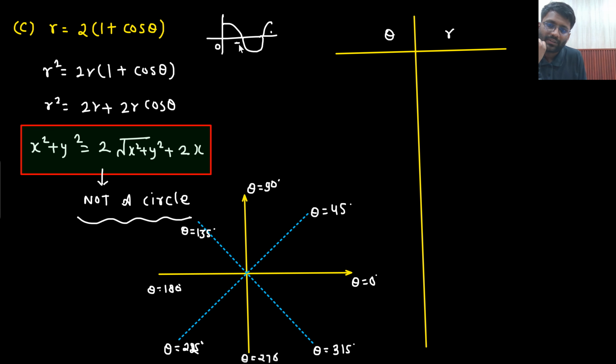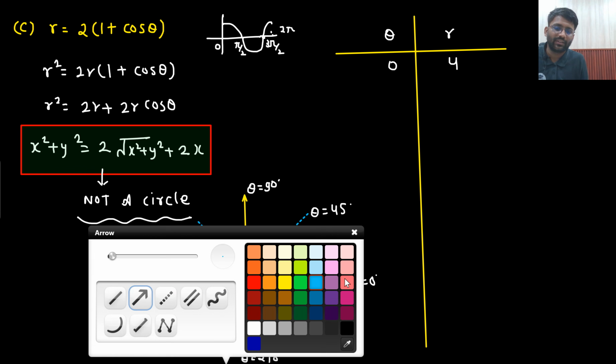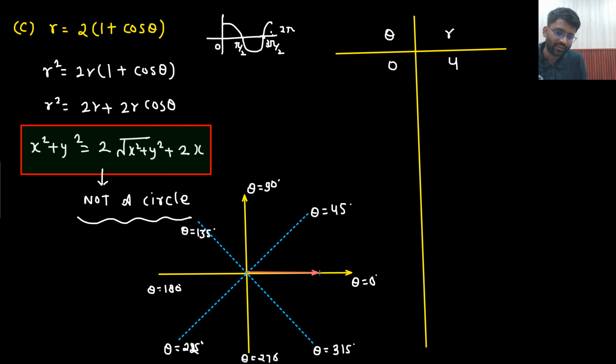This is 0, this is pi by 2, this is 3 pi by 2, and this is 2 pi. Start with 0: cos 0 value is 1, so the answer is 4. So when theta is 0 degrees, the radial distance from the origin is 4.